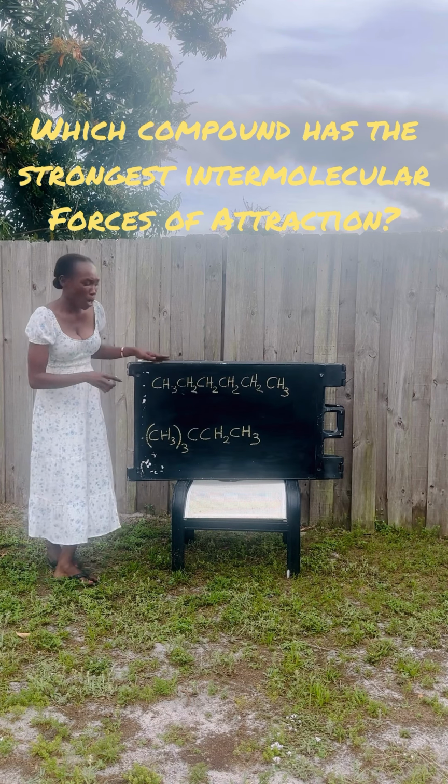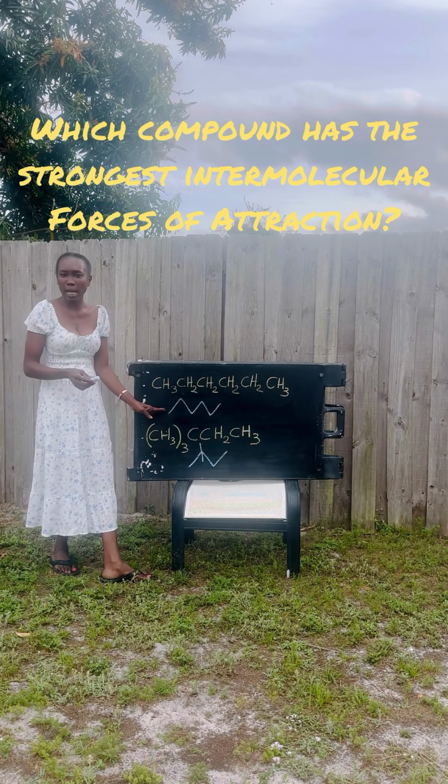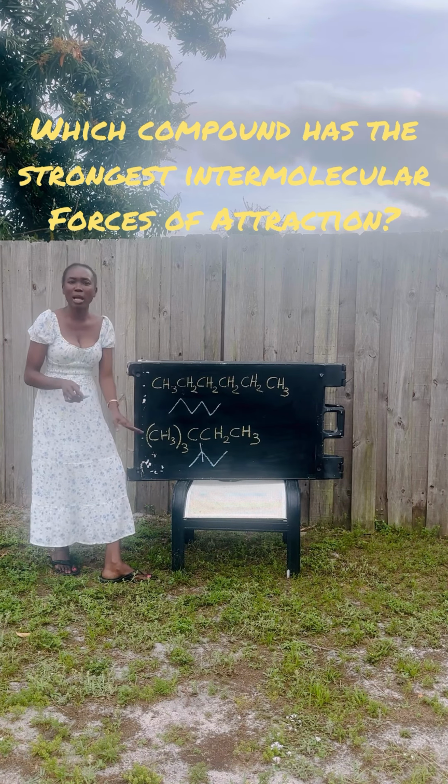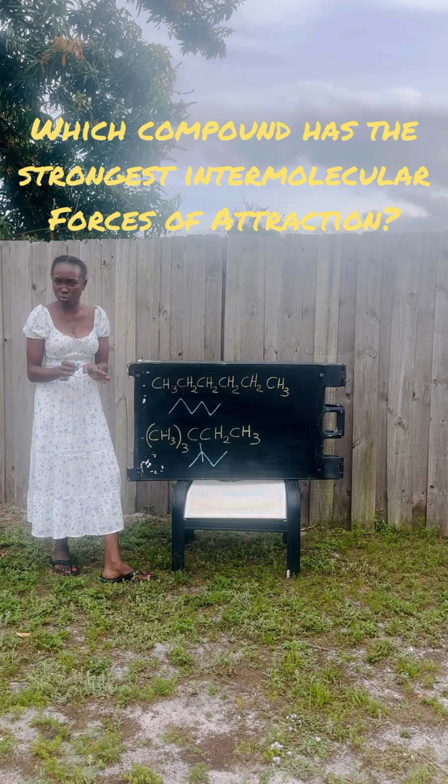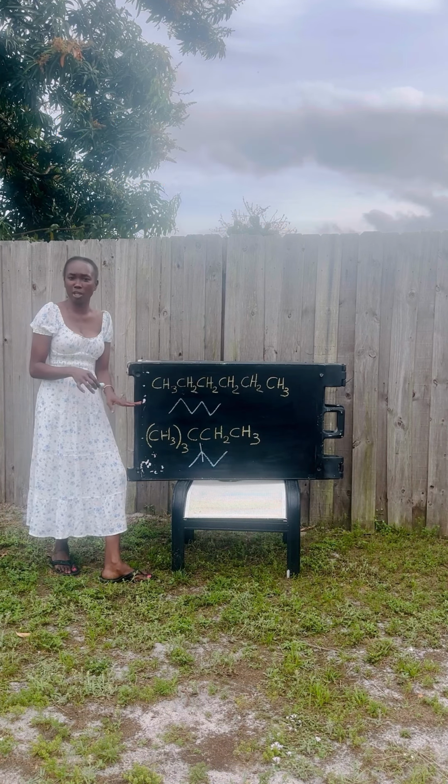If we draw them out, they would look like this. Here you have a branched versus a normal alkane, and your branched alkane will have less surface area for the molecules to interact, therefore lower intermolecular forces of attraction.